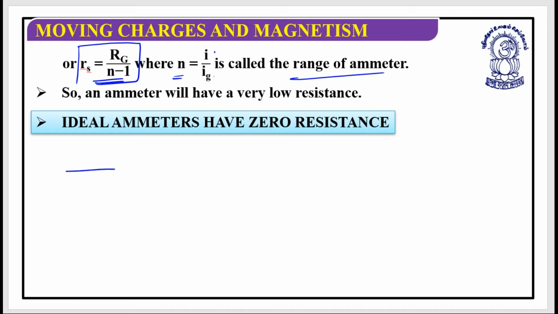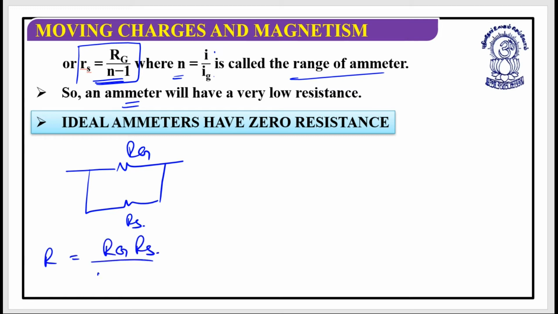So we understood that the situation of Rg and Rs is something like this. This is Rg, this is Rs, and the ammeter resistance, that means the total resistance, would be equal to Rg into Rs upon Rg plus Rs. Yes. So when two resistors are connected in parallel, the effective resistance would be lesser than even the lesser resistance. So the ammeter will have a very low resistance, and that's why it is able to measure the current.